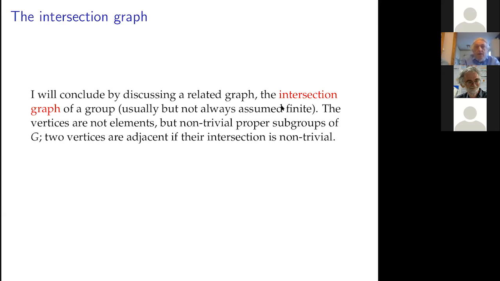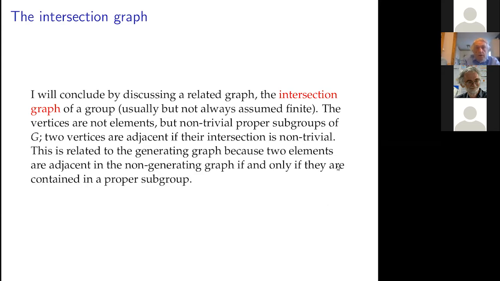So the intersection graph of a finite group is defined like this. The vertices are the non-trivial proper subgroups of the group, right? The subgroups that are not the whole group and not the identity. And two vertices are adjacent if their intersection is non-trivial. So that's the intersection graph of the group. And it's related to the generating graph because two elements are adjacent in the non-generating graph if and only if they're contained in a proper subgroup.